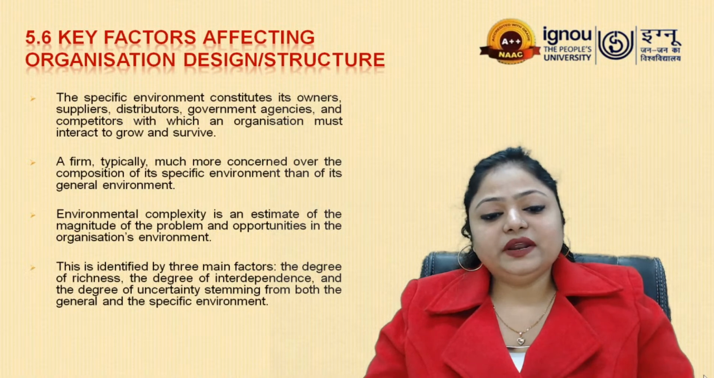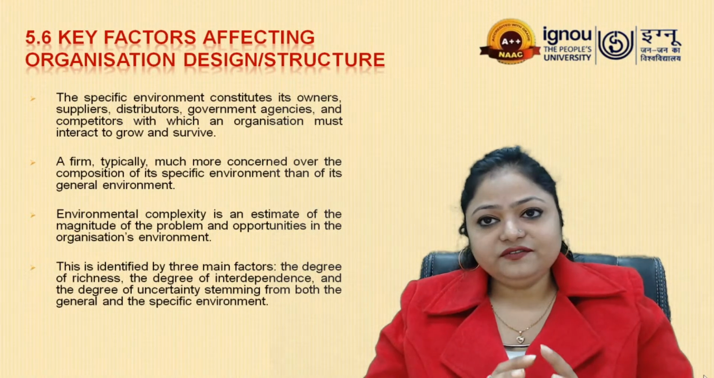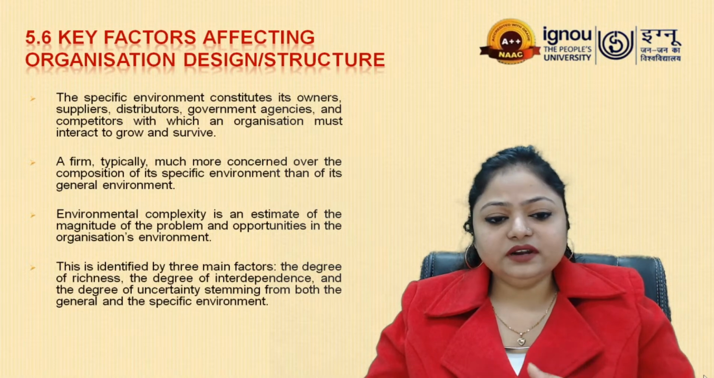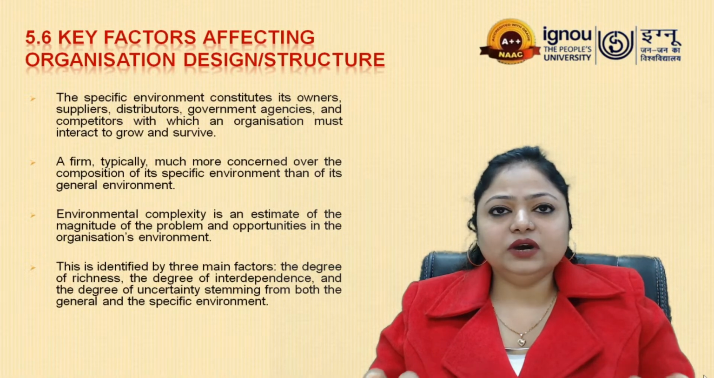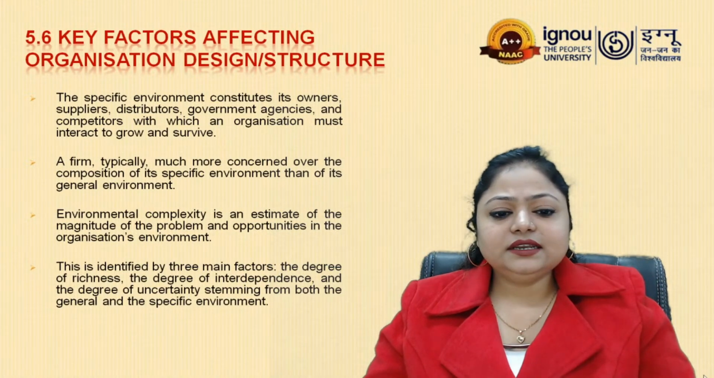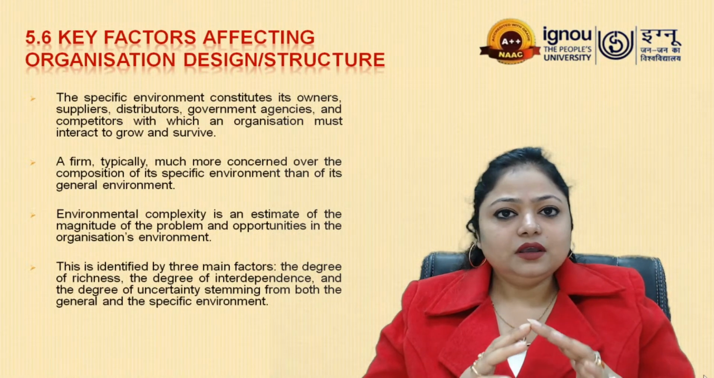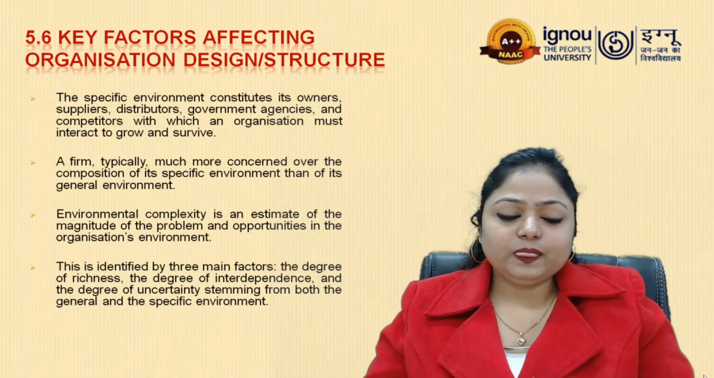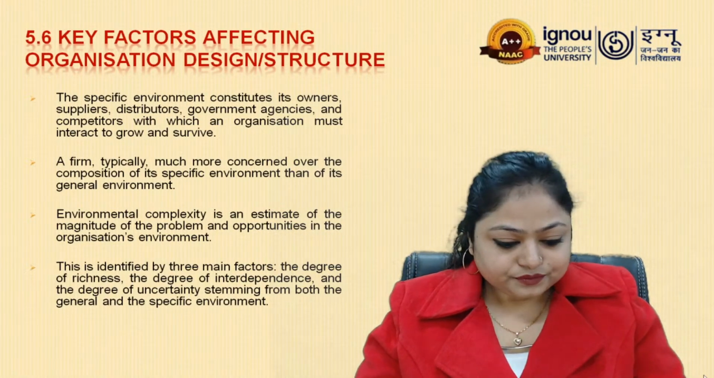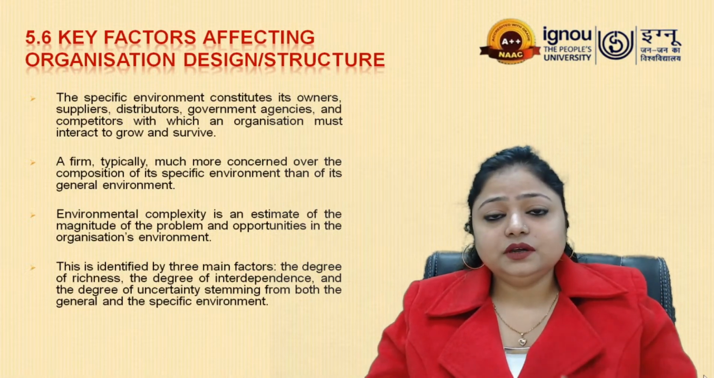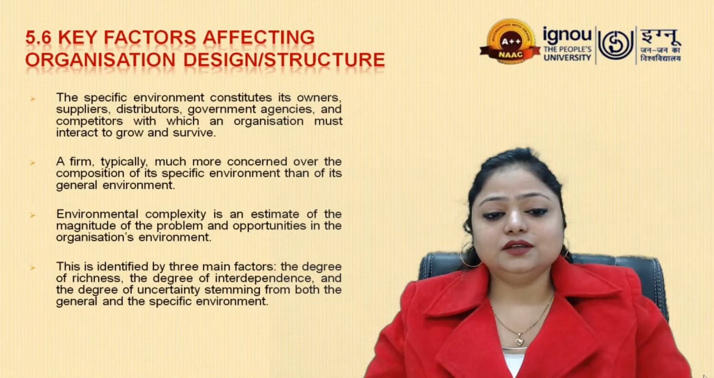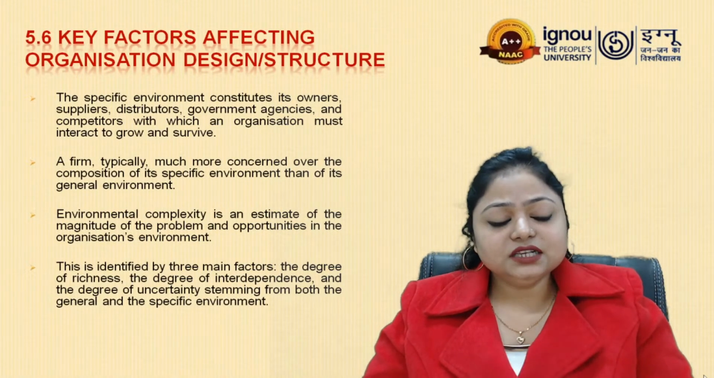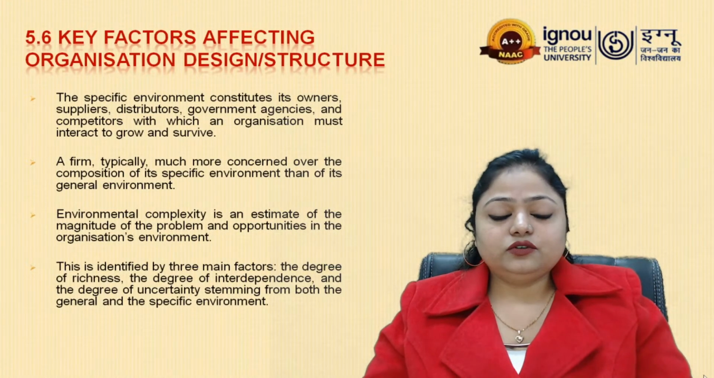Then, the degree of interdependence: how much dependent one factor is upon another, and one agent of the organization is upon another. And the degree of uncertainty: how volatile it is. If we take the example of Japan, there are a number of natural calamities, and the earthquakes are very pertinent in that particular geographical area. So they need to take such precautions while designing their overall organization.